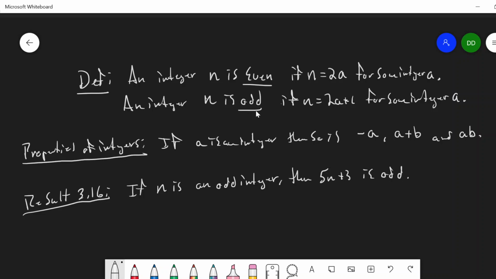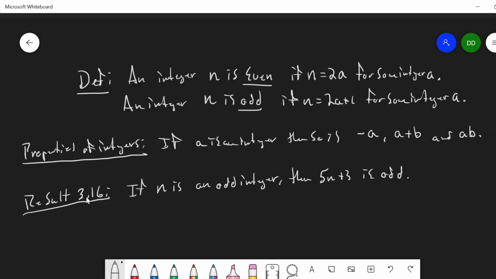Similarly, an integer is odd if it's one more than an even integer. We'll accept this as our definition of an odd integer. So an integer n is odd if n is 2a plus 1 for some integer a. So again, if we know our integer is odd, then we can write it as 2a plus 1 for some a. And if we want to prove an integer n is odd, it's enough to write it as twice some integer plus 1.